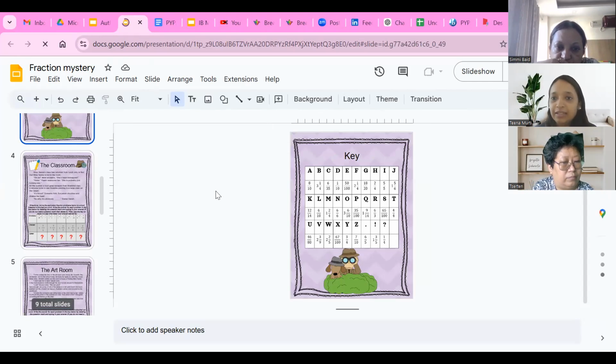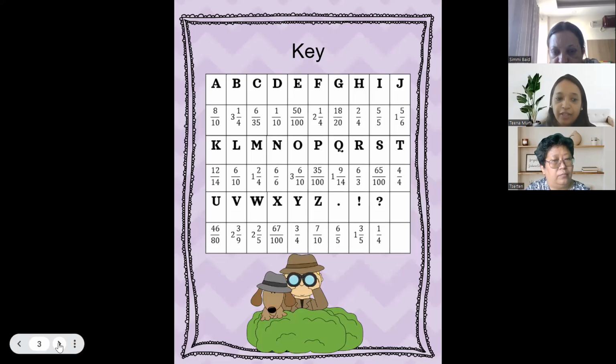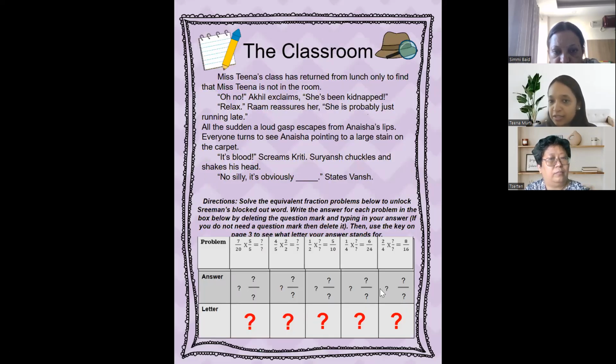You can see this, right? So this was the key. This was the key to solve. And these are the questions. So this is the whole scenario which was given to them.